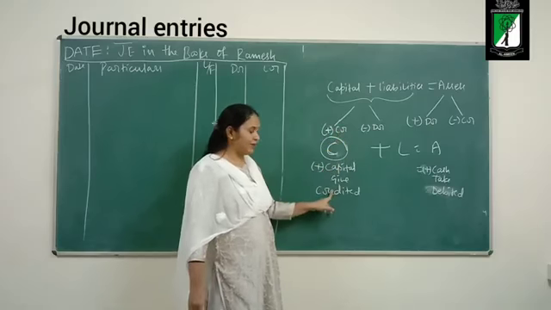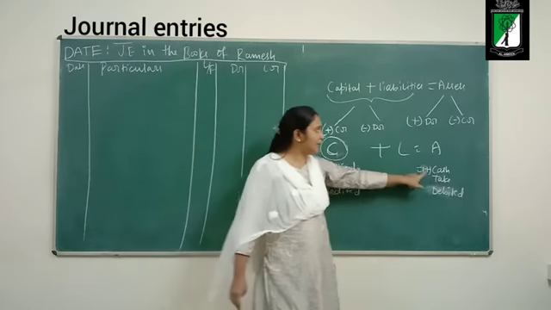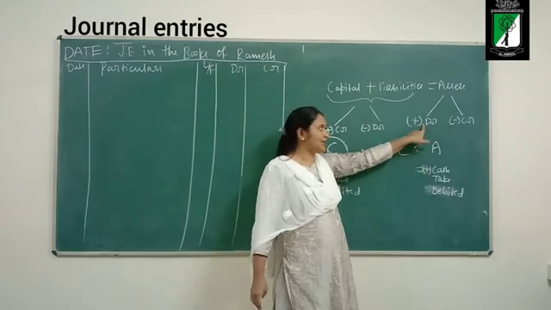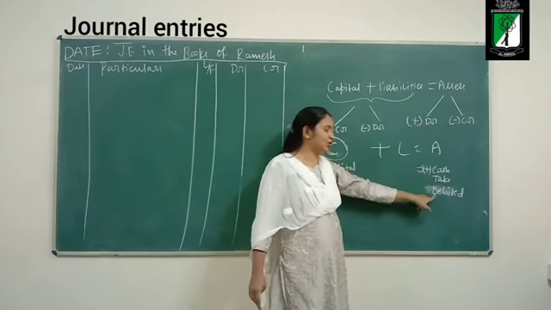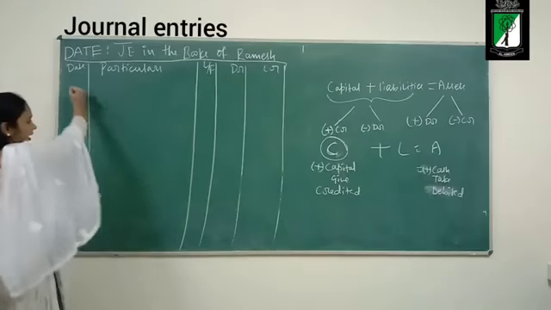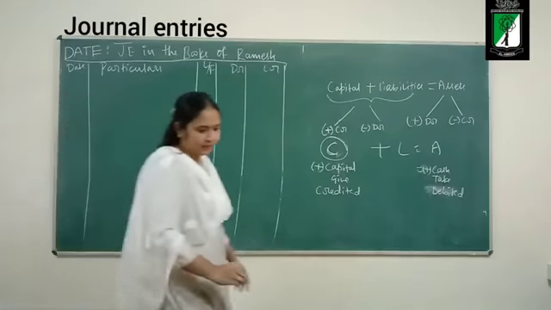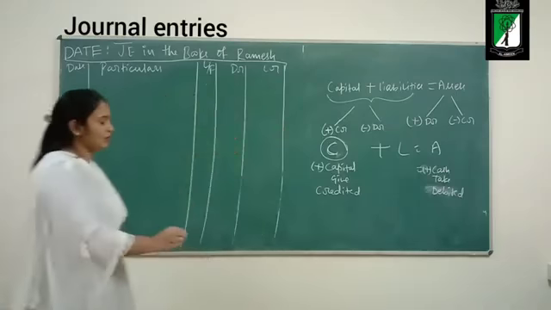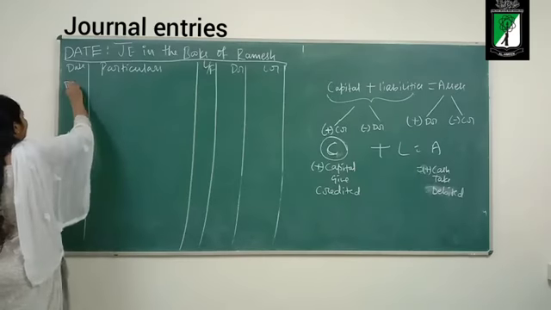Increase in capital should be credited. Increase in asset, cash is an asset. Increase in cash should be debited. So, what is the journal entry? Cash account debit. What is the date of the transaction? December 1st.